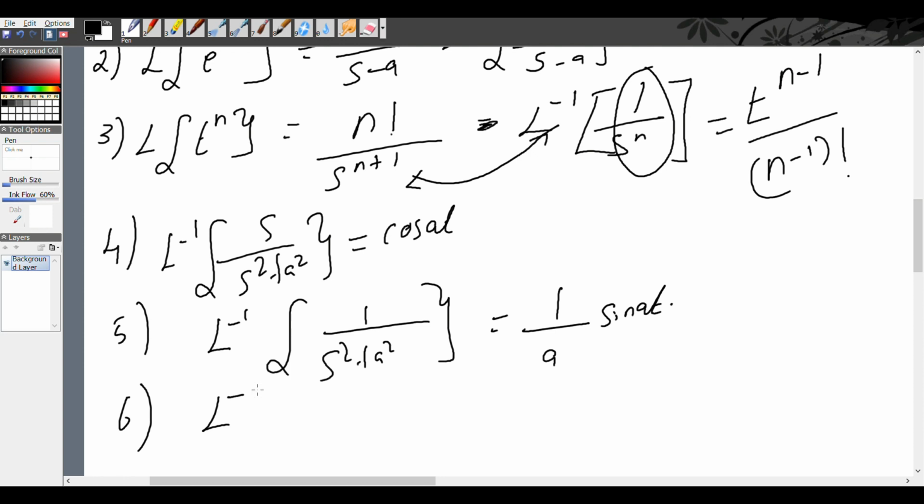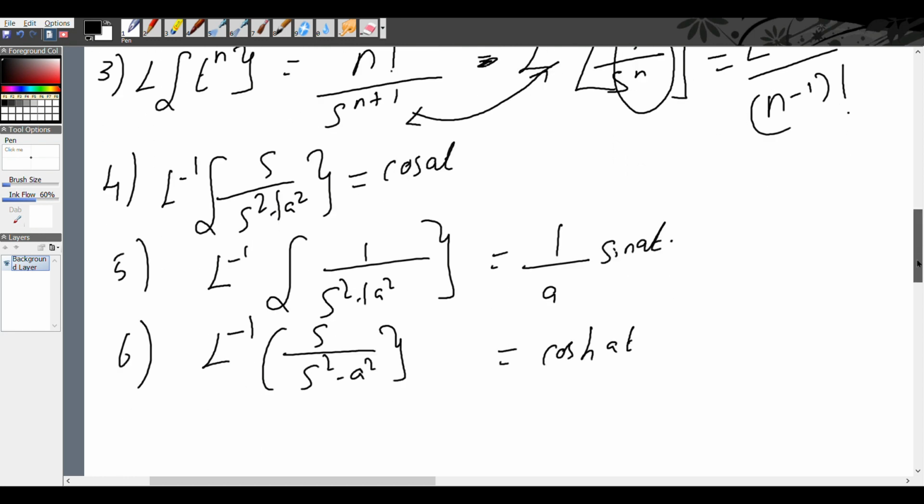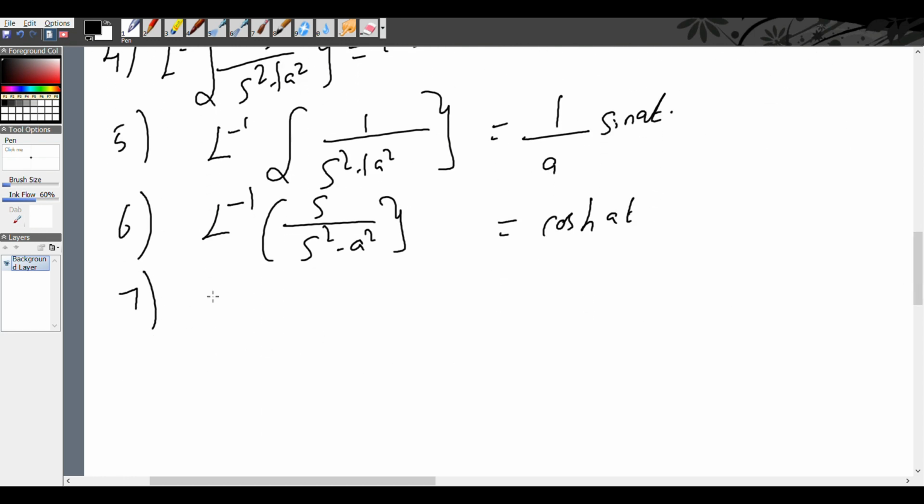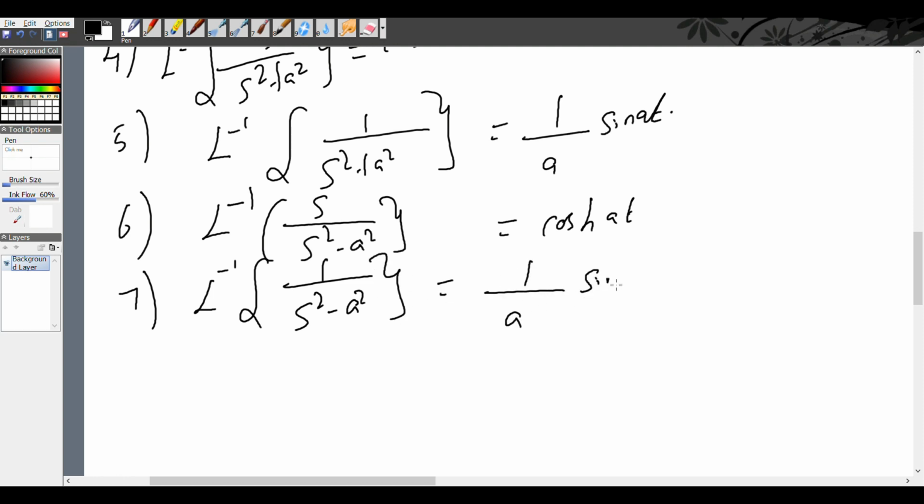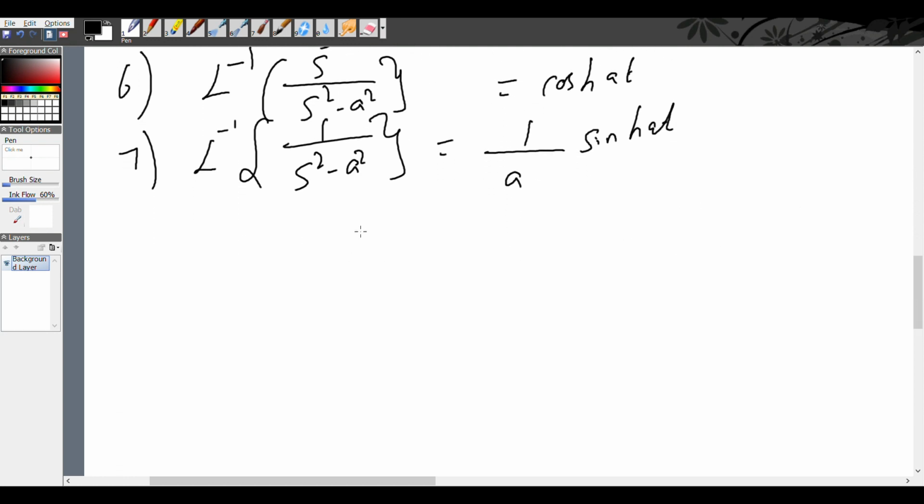Sixth important inverse transform formula is L inverse of s by s square minus a square is equal to hyperbolic cos at, or else cosh at. Seventh one, L inverse of 1 by s square minus a square, this is nothing but 1 by a sinh at. So other formulas are also there. I sincerely advise you to memorize at least these formulas. These formulas will be repeatedly used in various problems actually, so I request you to study that.